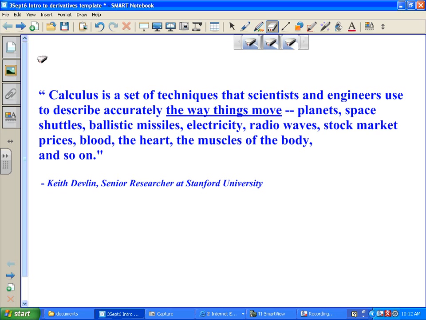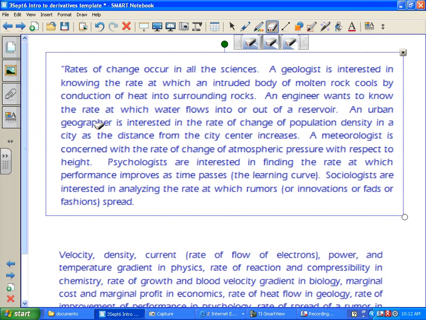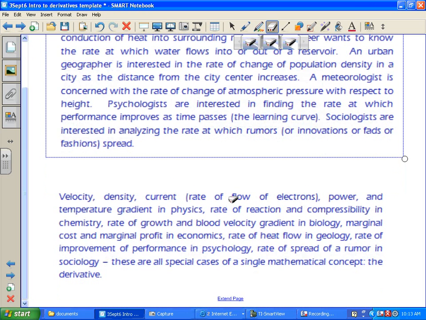How do we find the rate of change of something? And I found also this from another textbook, from Stewart, author textbook. They even mention it's used in meteorology to see the rate of change of atmospheric pressure, or in psychology, the rate at which performance improves. In sociology, the rate at which rumors spread. So the list goes on and on. So the rate of change is a very important concept in many different sciences. And it's really interesting that just one single mathematical concept known as the derivative will solve all of those cases.